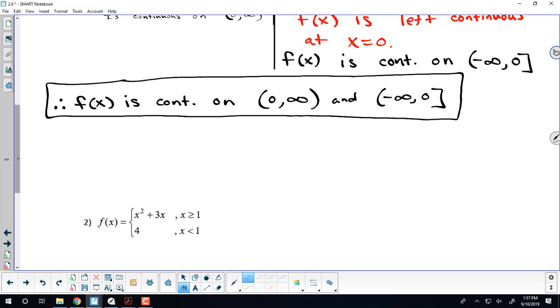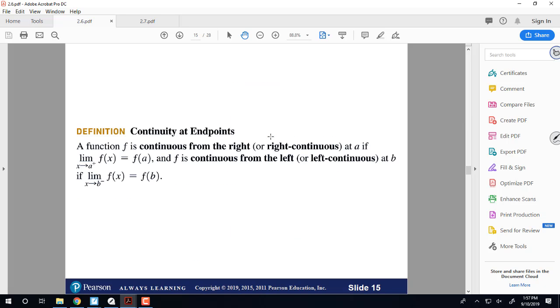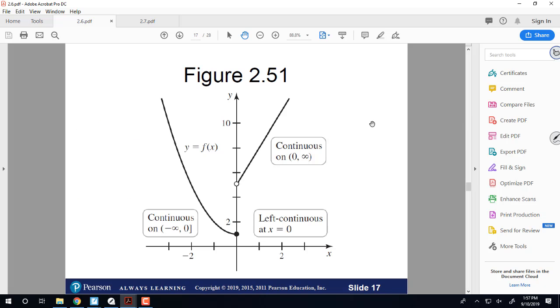This graph. So there's the graph of the function we just worked with. Does anyone have any questions on that example?